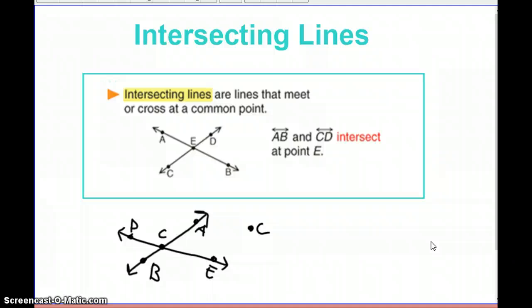Intersecting lines was the next term that we looked at. Intersecting lines are lines that meet or cross at a common point. So we see that this line right here, line AB, crosses line CD, and it crosses right here, and we call that point E. So those are called intersecting lines. They cross at point E.